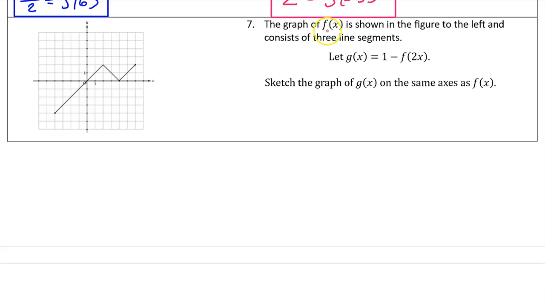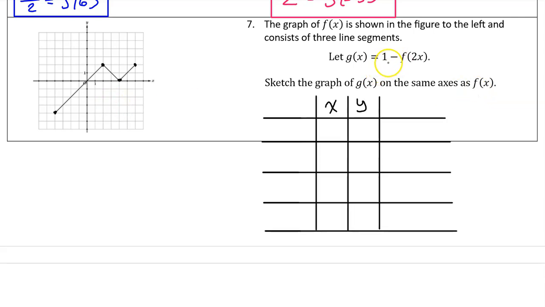Number 7. The graph of f of x is shown in the figure to the left and consists of 3 line segments. Let g of x equal 1 minus f at 2x. Sketch the graph of g of x on the same axes as f of x. My strategy is to perform the transformations that I see on the 4 key points of function f.